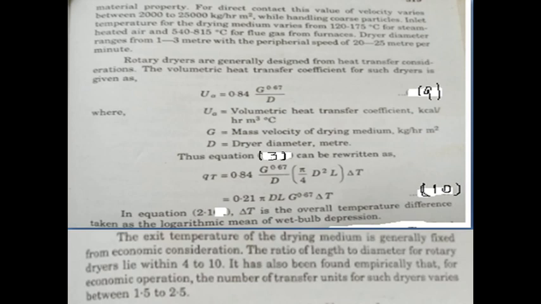Exit temperature of the drying medium is generally fixed from economic consideration. The ratio of length to diameter for rotary dryer is within 4 to 10. It has also been found empirically that for economic reasons, the number of transfer units for such dryer varies between 1.5 to 2.5.